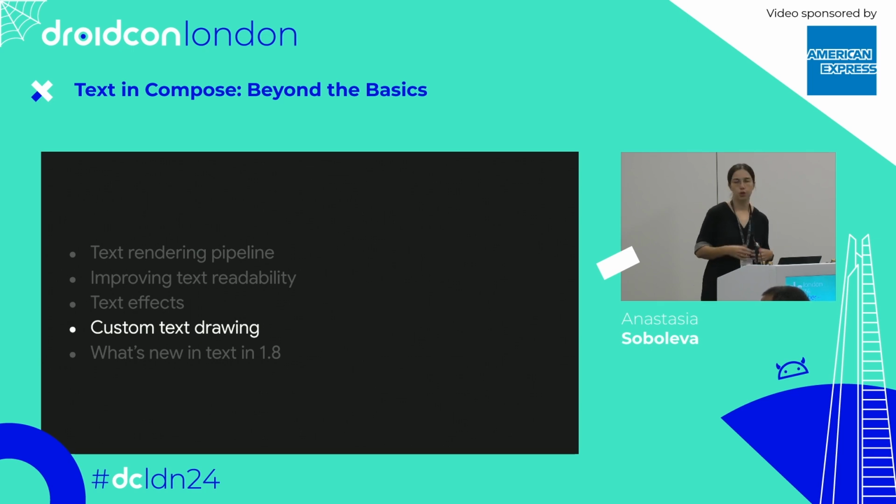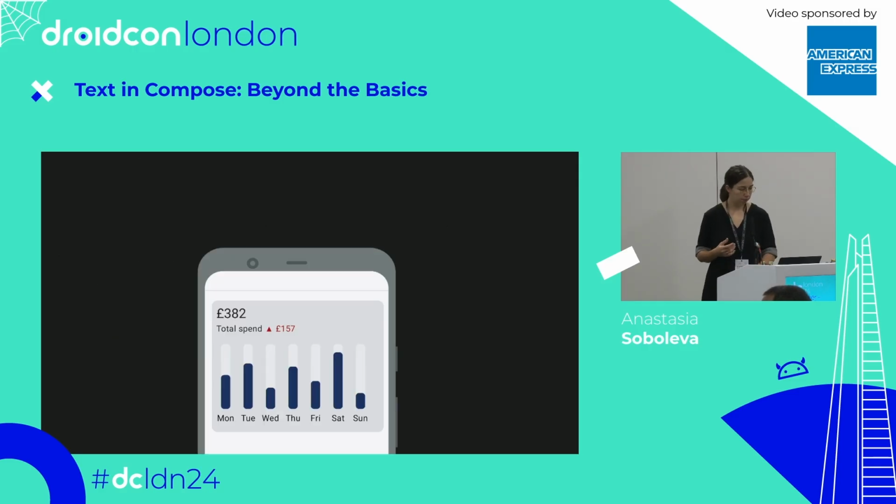Custom drawing allows you to draw directly on canvas, so it might give you more flexibility and control. For example, say we're building a chart library. We're going to draw all of our chart on canvas, and for labels, we'll use draw text as well. This is an example of how I would then use my chart library inside a finance app. So, how do we implement this?